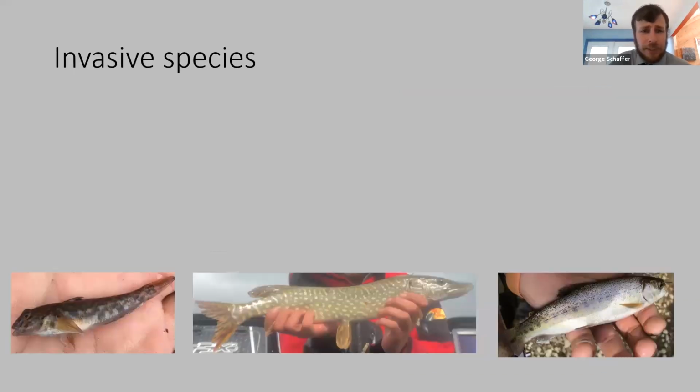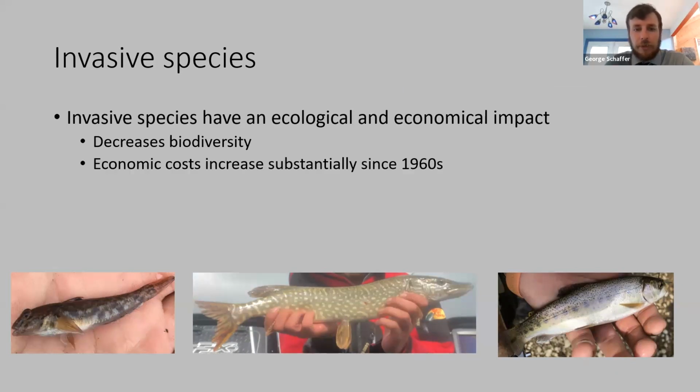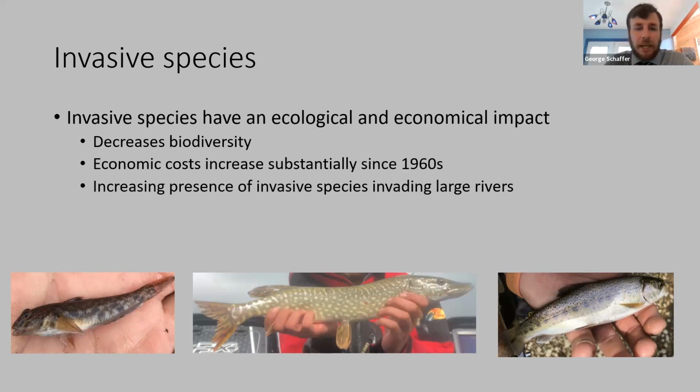Invasive species have ecological and economic impacts on their invaded areas, and they have been seen to cause decreases in biodiversity. The economic costs associated with the damages they inflict have increased substantially over the past 60 years, ranging from around $2 billion in the 1960s to around $26 billion in 2010. And there is an increased presence of invasive species invading our large rivers in the United States.